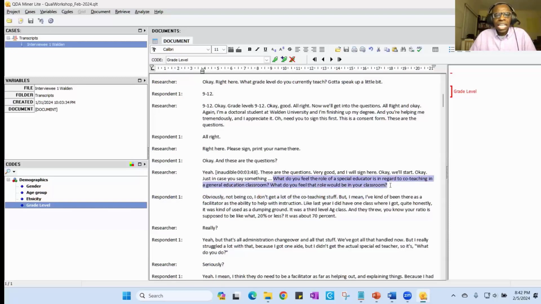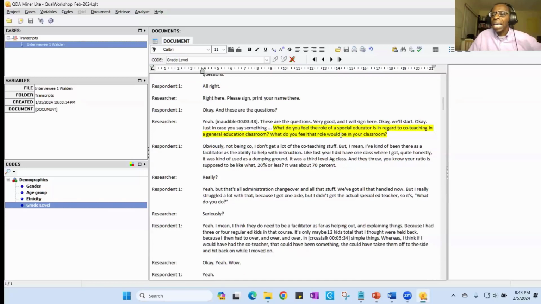So I'm going to do this, and then I'm going to check highlight. I'm going to highlight this so that when I go back, it'll be easier for me to find the question. All right, so I'm going to highlight the question just for my own efficiency. What do you feel the role would be in your classroom?